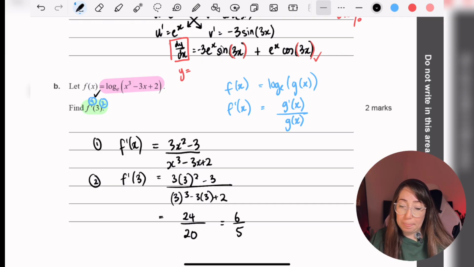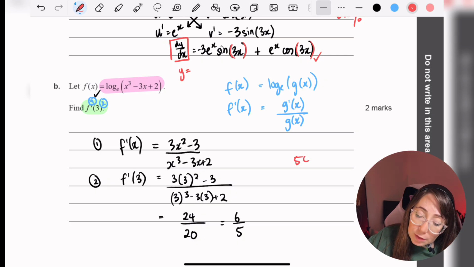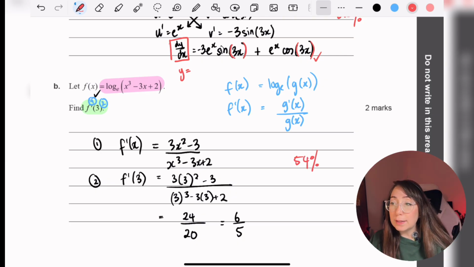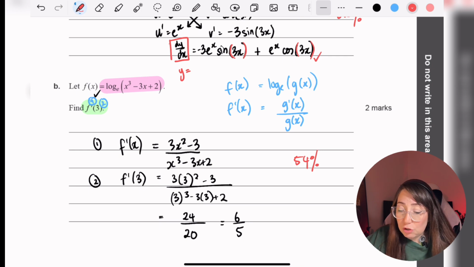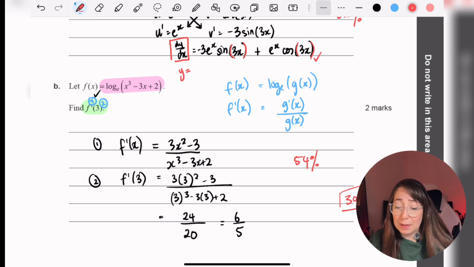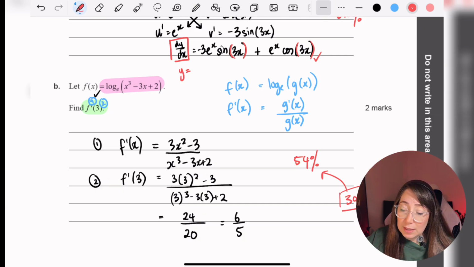So in terms of the examiner's report for this one, we have 54% of students that got this question correct. 30% of students actually didn't get any marks at all, so they couldn't even differentiate it. But then that does mean that there is a number of students who were just not able to substitute in 3, which should be a very simple task, really. So 30% is 0 marks.